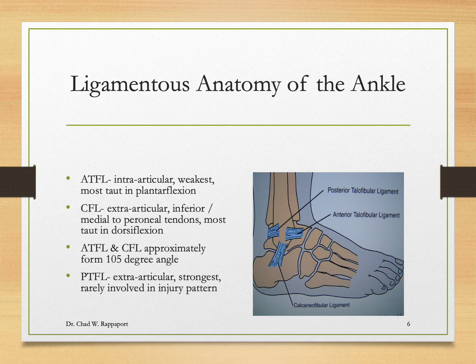Reviewing the lateral ligamentous anatomy of the ankle, we recall the ATFL is intra-articular. It's the weakest of the 3 ligaments and is most taut in plantar flexion. The CFL is extra-articular. It's inferior and medial to the peroneal tendons and most taut in dorsiflexion. We recall that these 2 ligaments form an approximate 105-degree angle from one another. The PTFL is also extra-articular. It's the strongest of the 3 and is the least commonly involved ligament in a lateral ankle sprain.